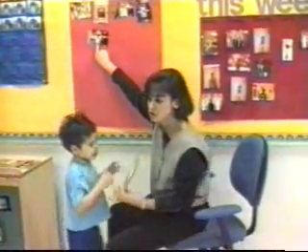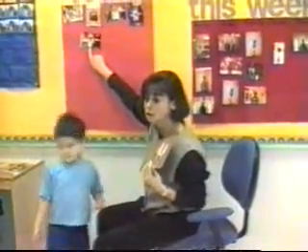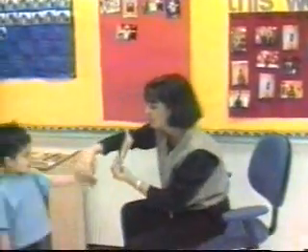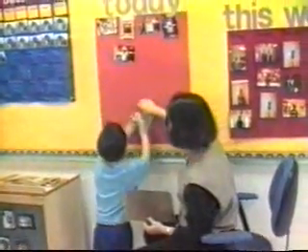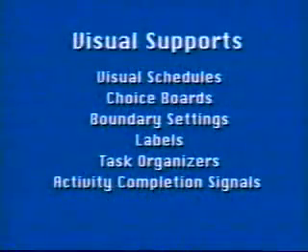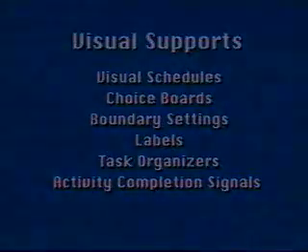Visual supports, or visually based environmental supports, are used to assist students in organizing physical space. The supports facilitate their ability to predict activities, anticipate changes, understand expectations, and make sense of their environment. And as a result, these students are better adjusted and become active learners. This video covers the most common forms of visual supports used with students with autism: visual schedules, choice boards, boundary settings, labels, task organizers, and activity completion signals.